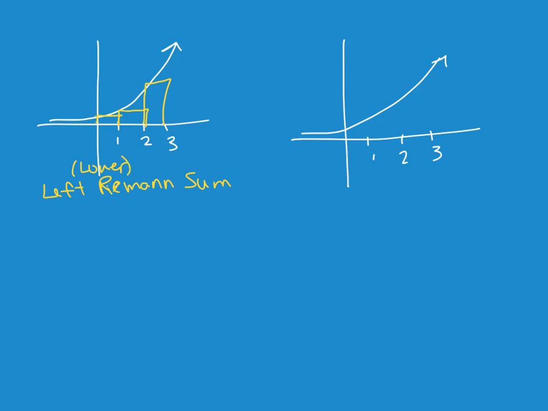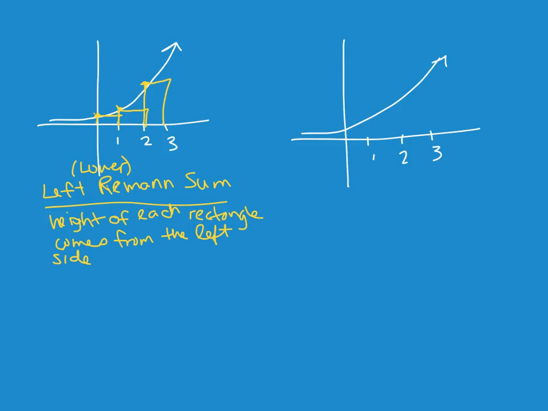So basically what I do is I take my starting point. We're going from 1 to 3. If we're going from 1 to 3, we would start from the left-hand side of my rectangle. The left uppermost corner of the rectangle is going to hit the graph. So that's a left Riemann sum.